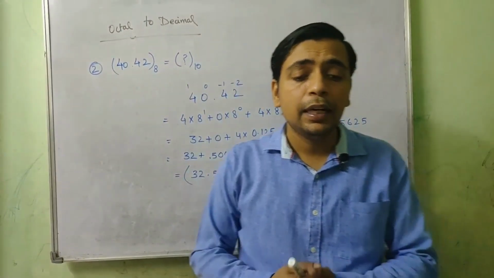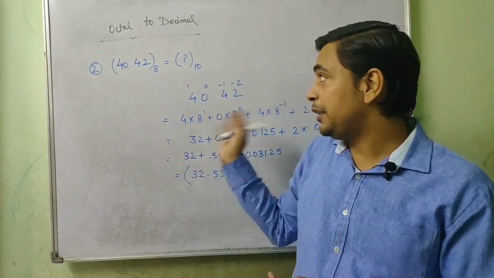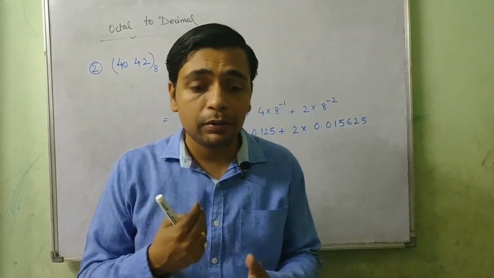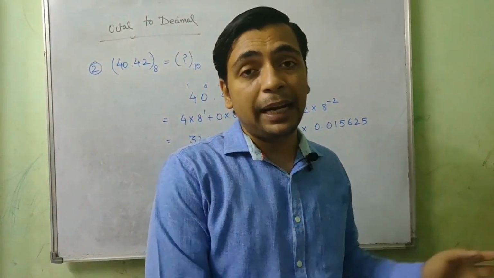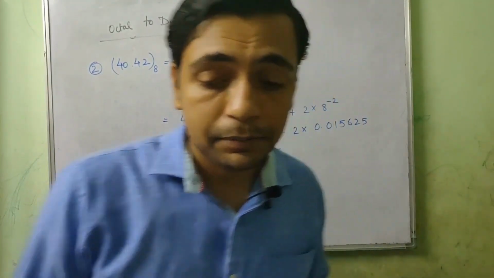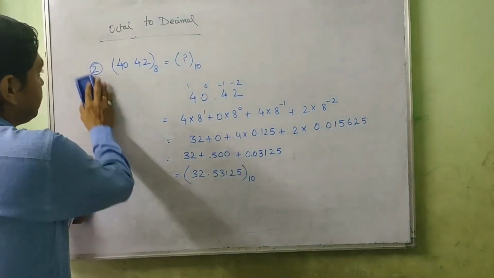So we have seen how to convert an octal with fractional part as well. So now the last thing to do is hexadecimal conversion back to decimal. So let's see that.